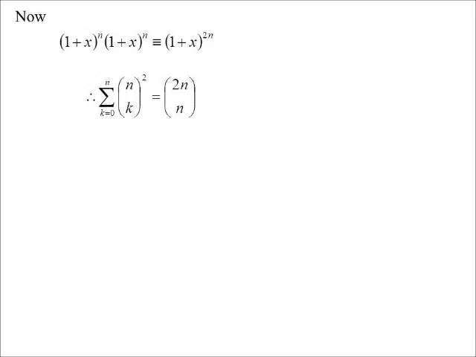Anyway, we haven't quite got to what they wanted. Remember, they didn't say 2nCn. They said (2n)! over (n!) squared. So we've got to take it back to factorial notation. It would be (2n)! on n! times n!, which is, of course, (2n)! on (n!) squared.